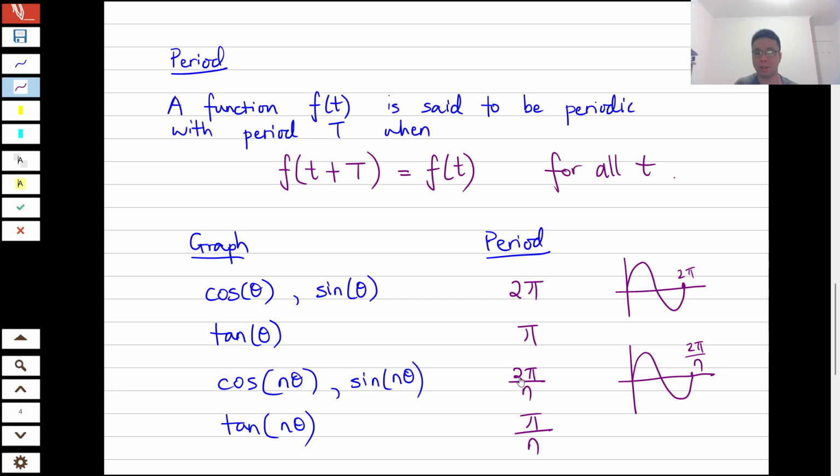These formulas are not given on exam 1, so I suggest you have this one memorized. You should definitely know that sine and cosine have period 2 pi, and tan has period pi.